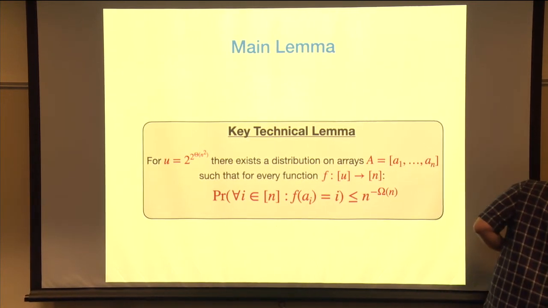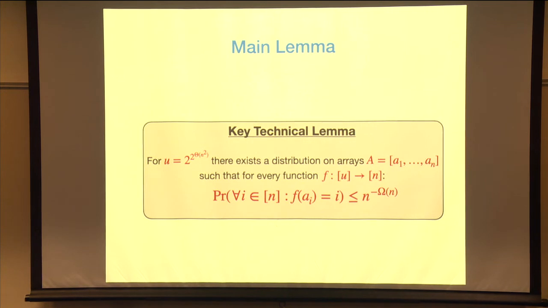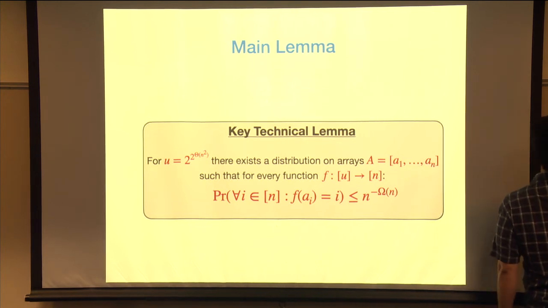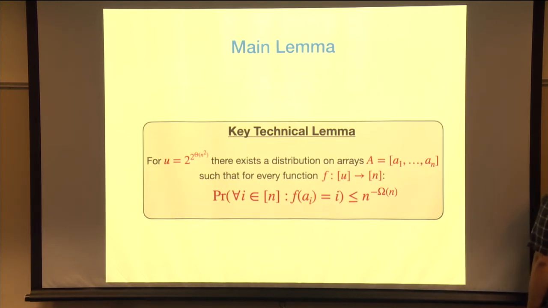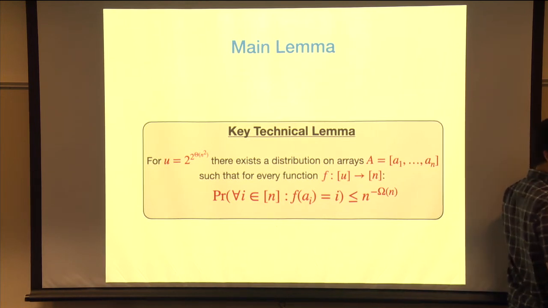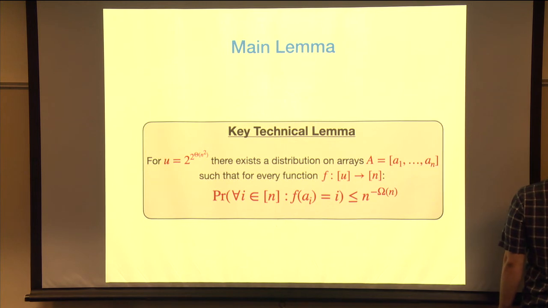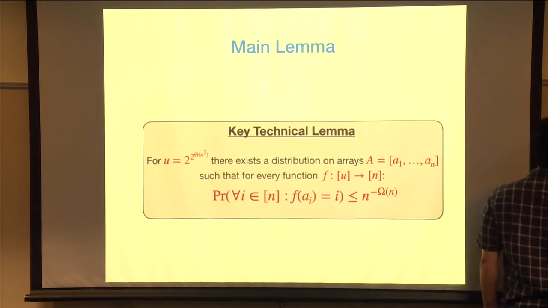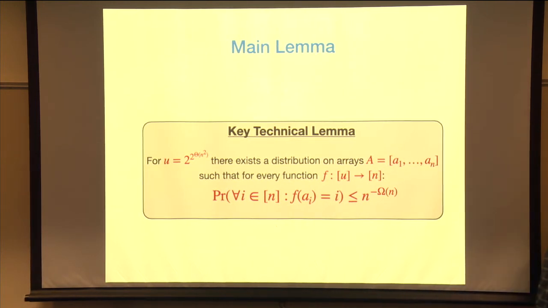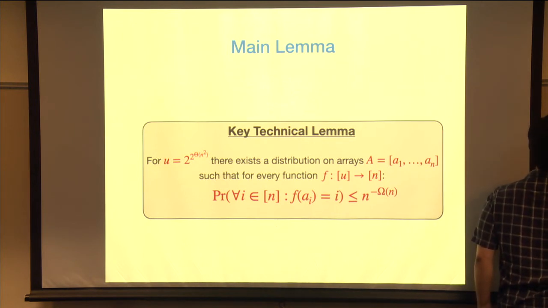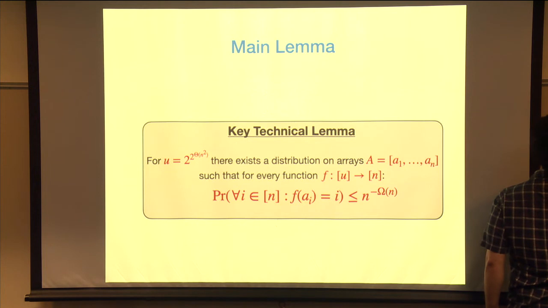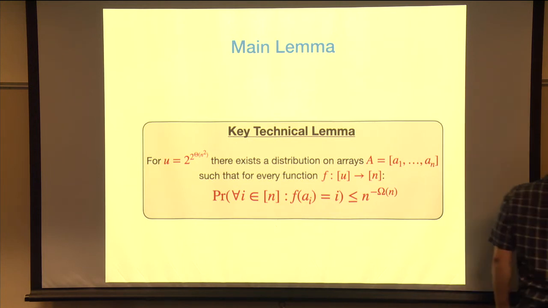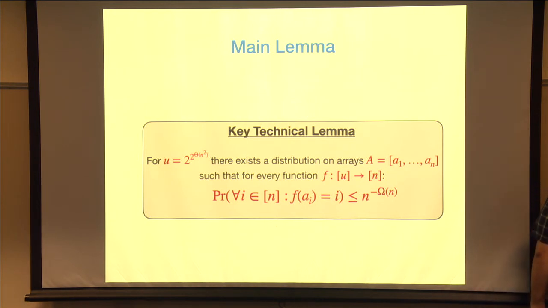Basically, this lemma. You're writing that you have a distribution of requirements. I'm picking n numbers, a1, a2 to an. This is a distribution over this thing. I have a fixed function f that maps u to n. This is fixed. I want the probability that for all i, f of ai is equal to i.